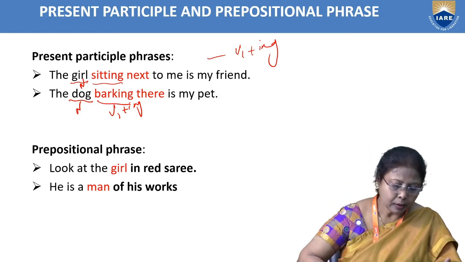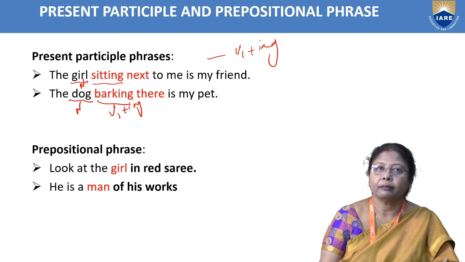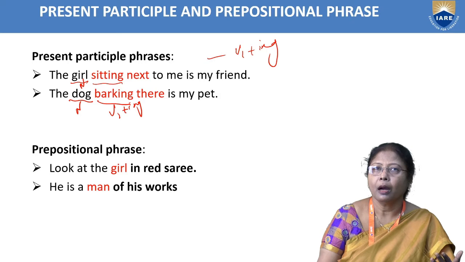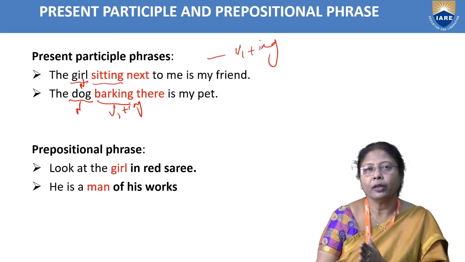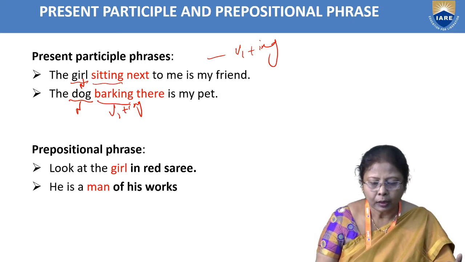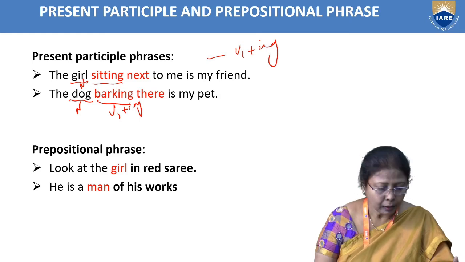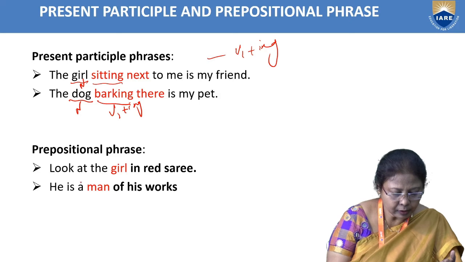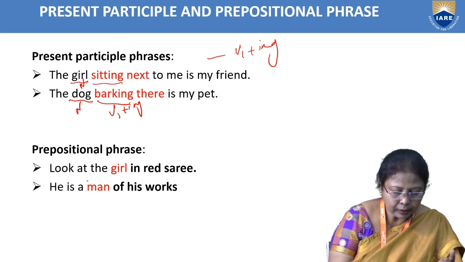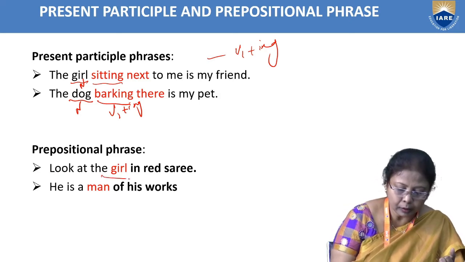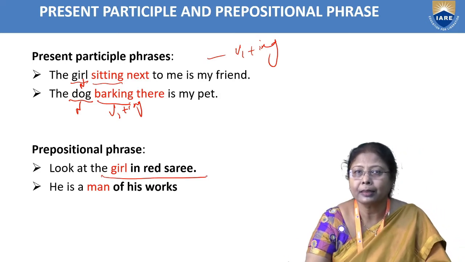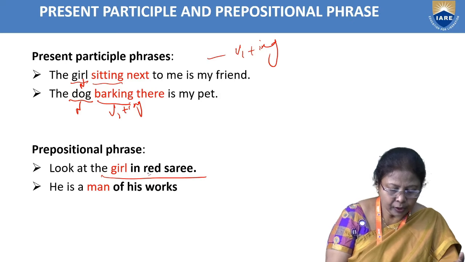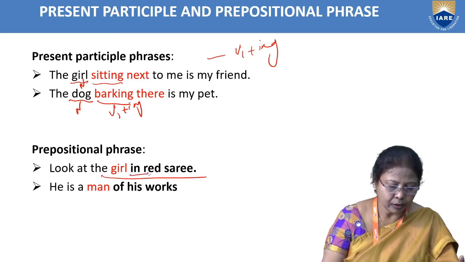And the next one is prepositional phrase. So we have seen how a present participle phrase acts as a post-modifier. Now let us go for prepositional phrase. In this sentence, you see: look at the girl in red saree. In red saree. In is a preposition.